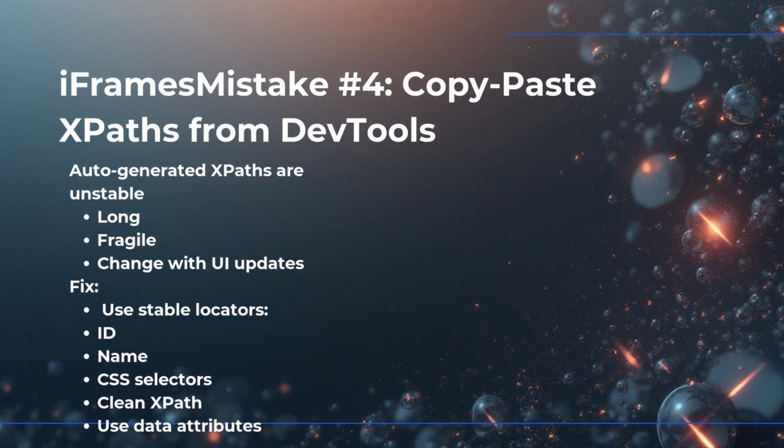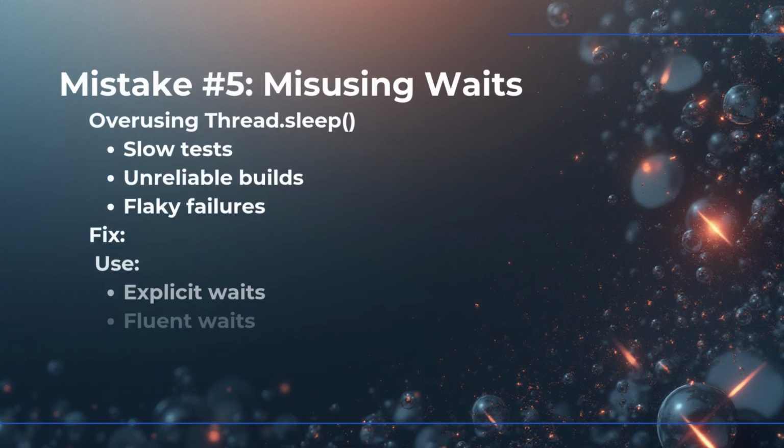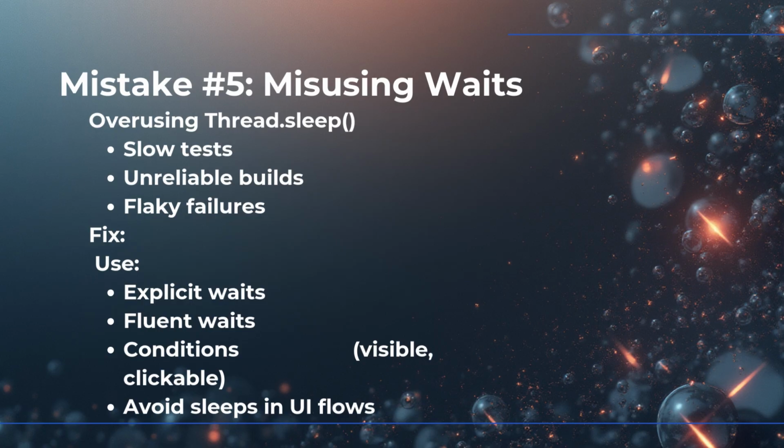Even if the UI design changes, they would still be the same. Otherwise, you need to keep on updating those, and it will result in flaky tests. Mistake number 5: misusing waits. I mean, you should know what waits are first of all. Otherwise, you'll end up misusing them.